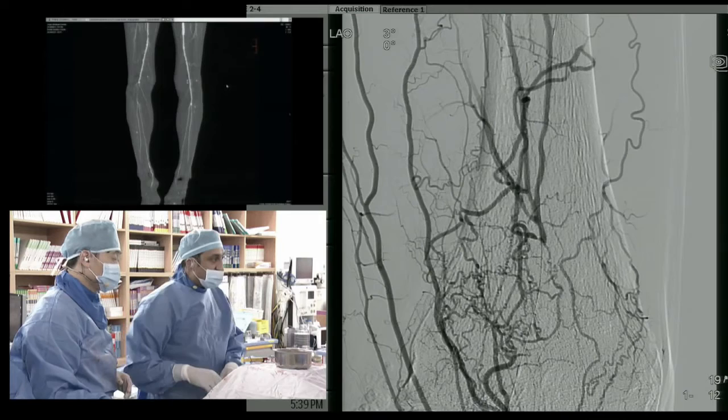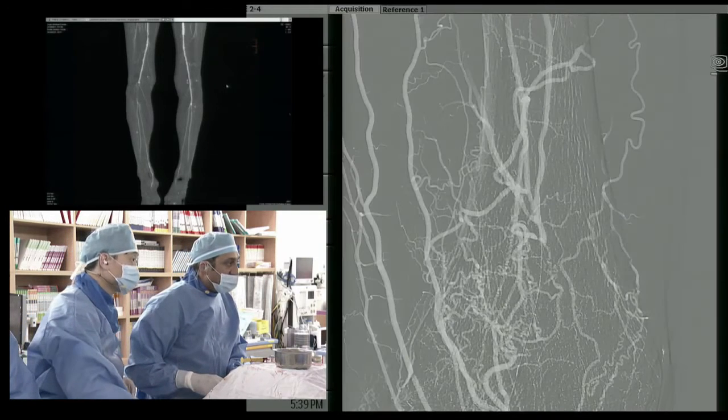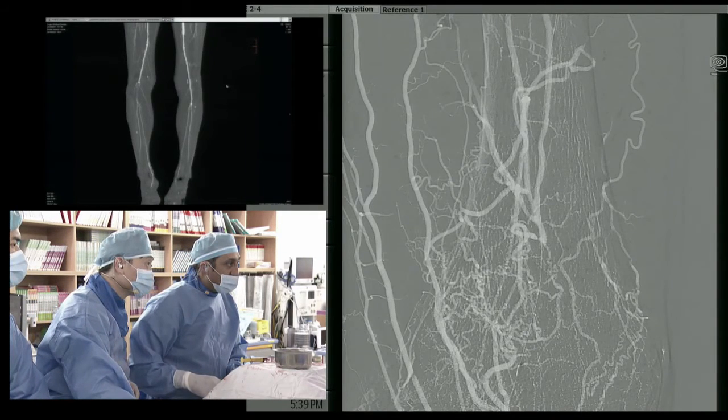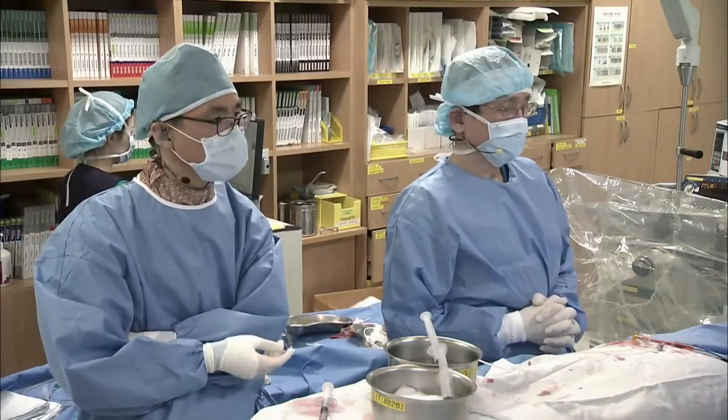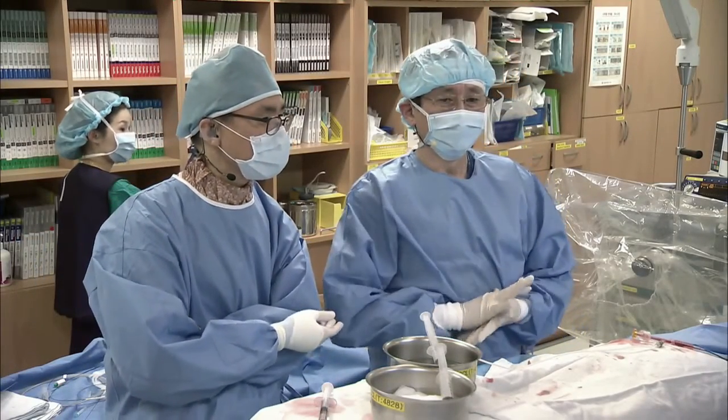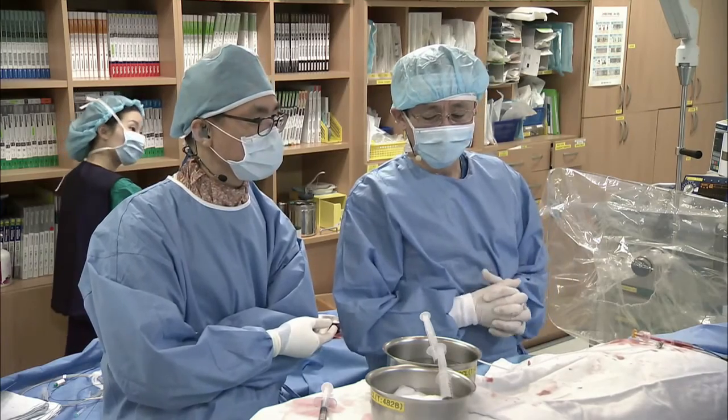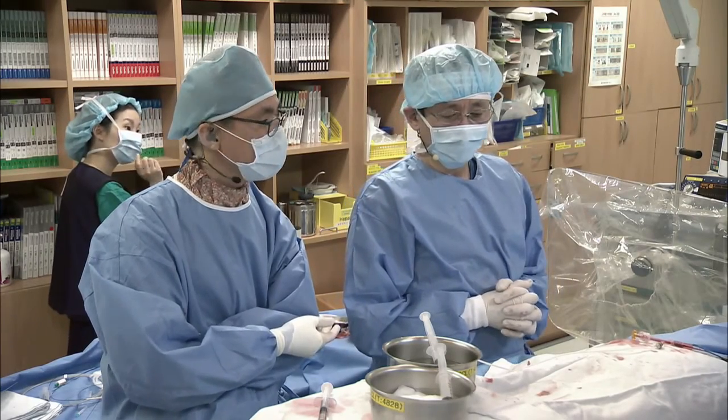Okay, Doctor, we will move to the next room and we'll come back. It's okay. Dr. Urasawa already finished his case. Okay, great. Okay.